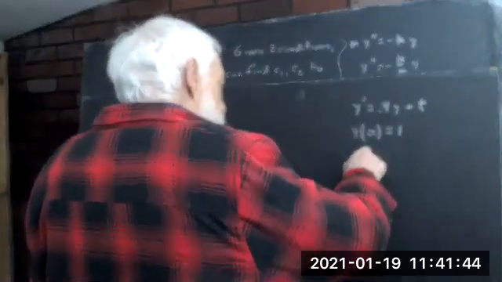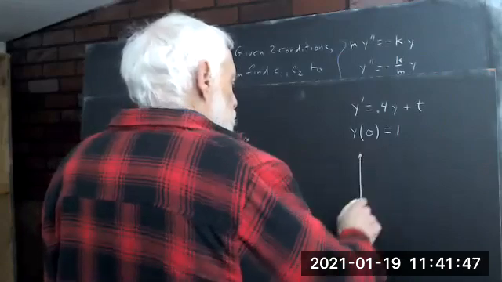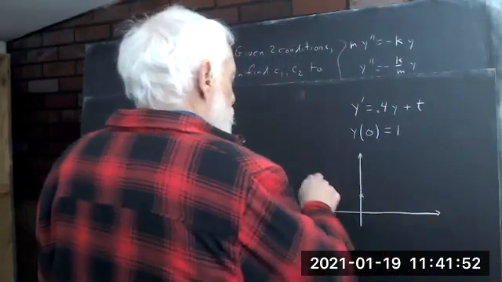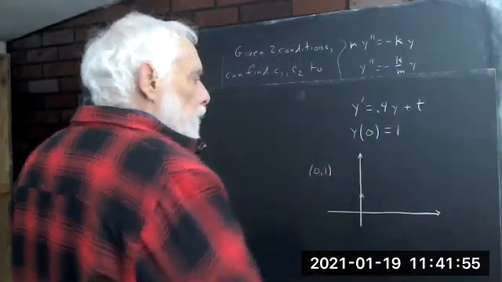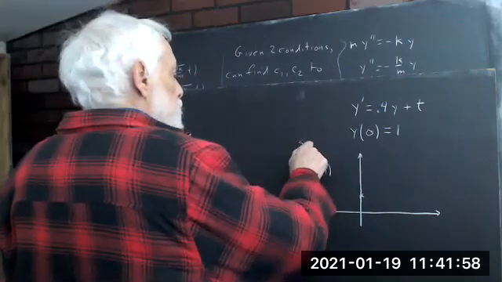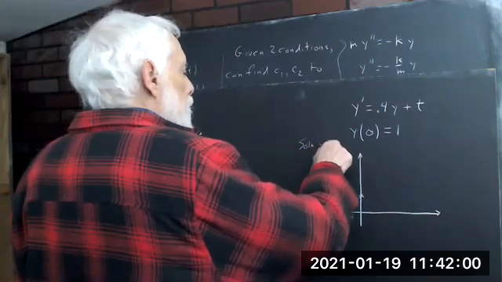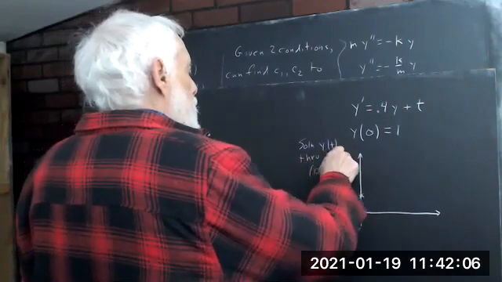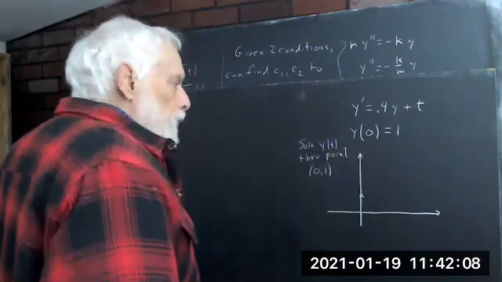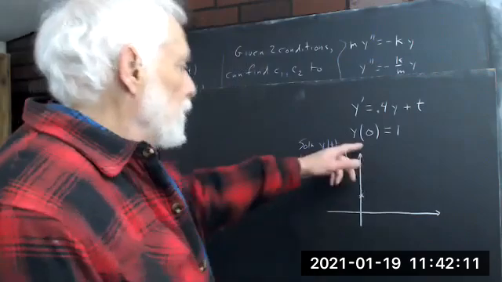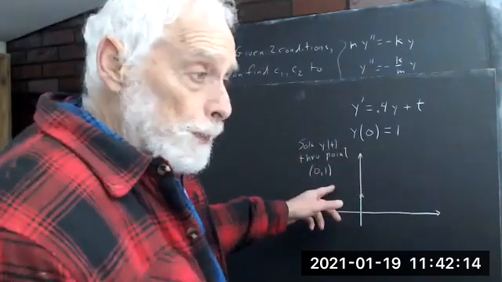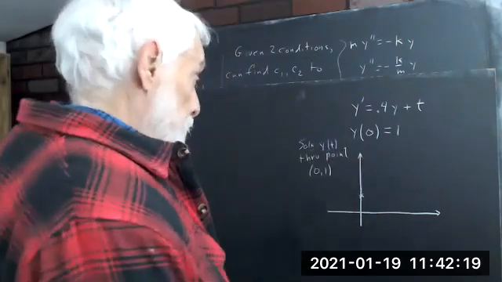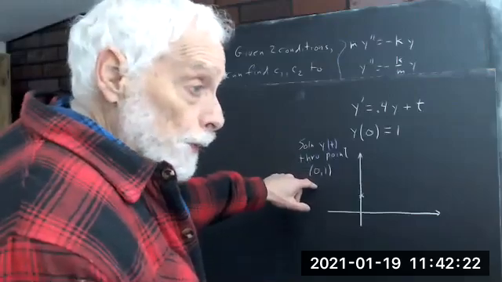Well, this means that your solution curve is going to have to go through the point 0, 1. So whatever your solution is, when t is 0, y has to be 1. So it has to go through the point 0, 1. If I had a different condition here, it would have to go through a different point.